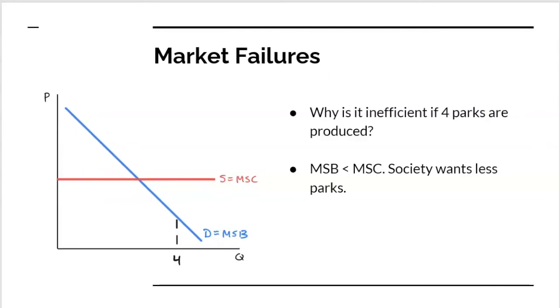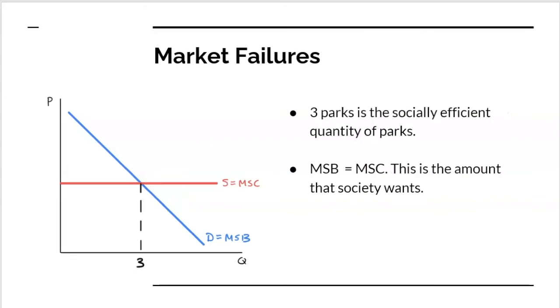Well, building 4 parks is also inefficient, right? Our marginal social cost is greater than our marginal social benefit. So the government or society is producing way too many parks. And so that's why 3 parks is the socially efficient quantity. It's where the marginal social cost and the marginal social benefit curves are going to intersect with each other. That is the amount that society wants.